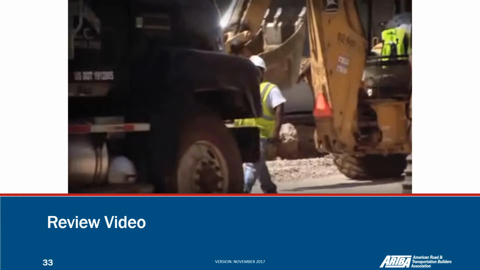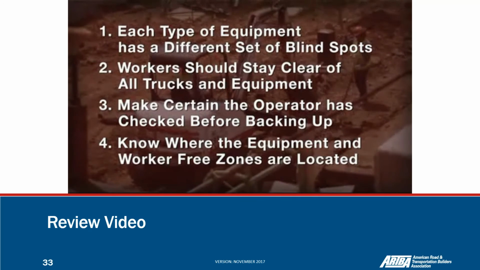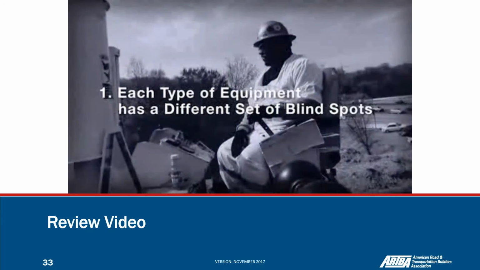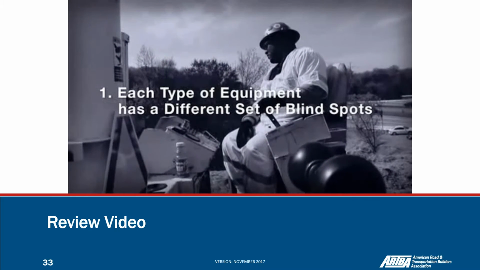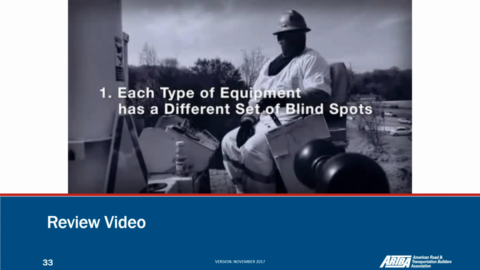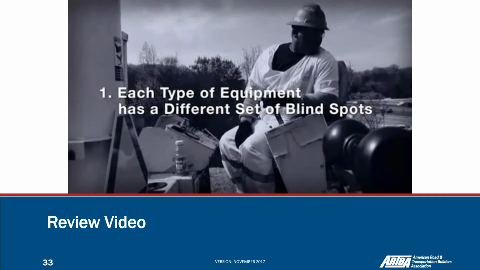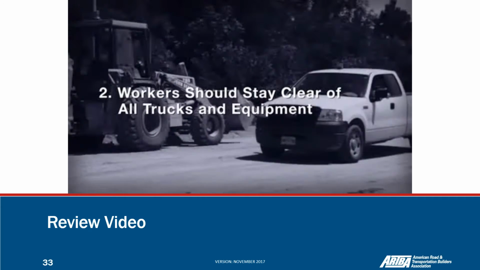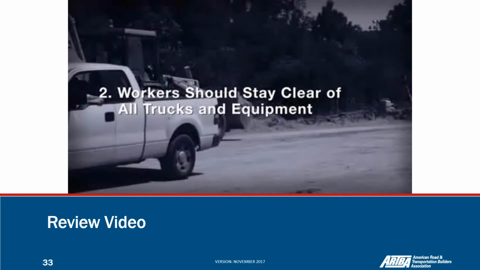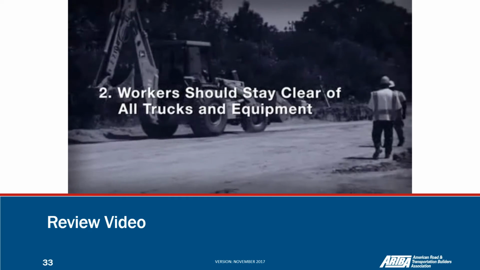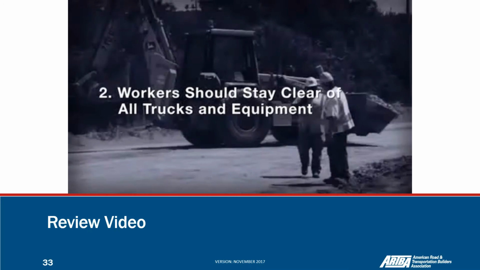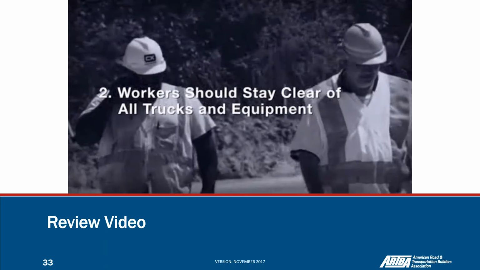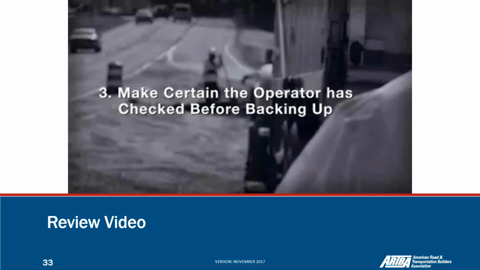To be safe, workers, drivers, and operators need to understand these four elements. Each type and brand of equipment is unique, and each has its own characteristic blind spots. Know they exist and understand where they are located. Workers should stay clear of all trucks and equipment, especially the blind spots. If a worker has a need to be close, there should be a spotter, and or the driver should be made aware of each specific worker and where he or she is completing their task.